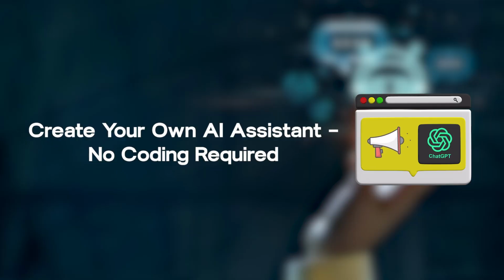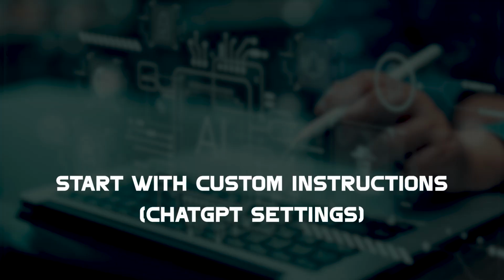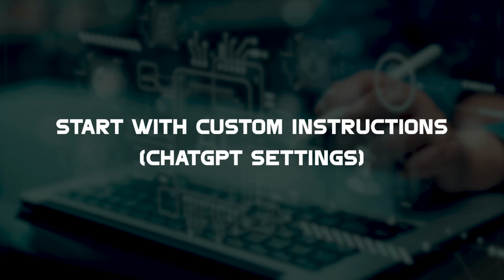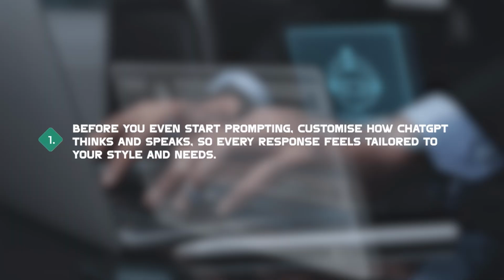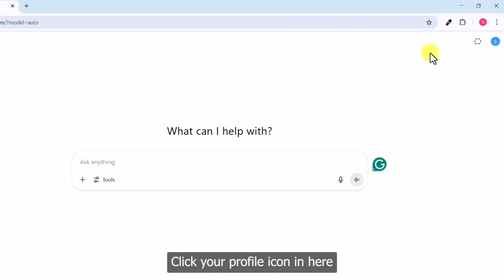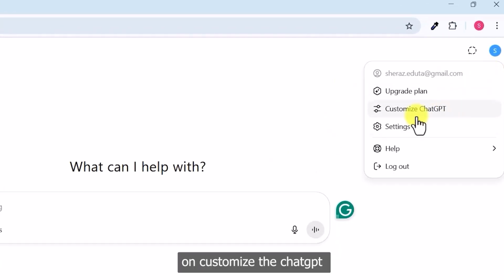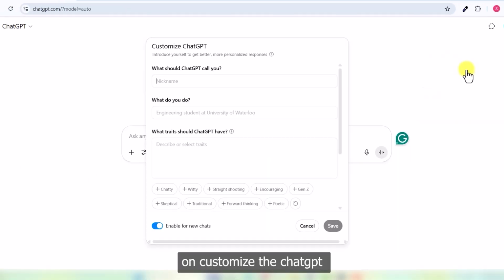Create your own AI assistant. No coding required. Start with custom instructions, ChatGPT settings. Before you even start prompting, customize how ChatGPT thinks and speaks, so every response feels tailored to your style and needs. How to access. Click your profile icon in here and click on Customize ChatGPT.